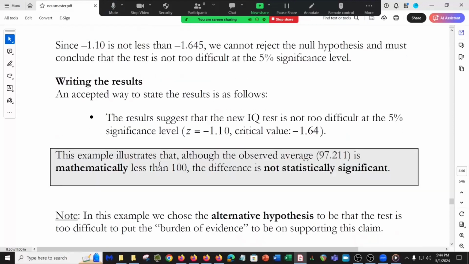So we have something very important here. This illustrates that although the observed average is mathematically less than 100, the difference is not statistically significant. And with that, our example comes to a close.